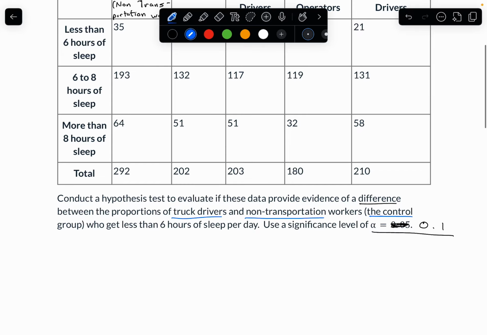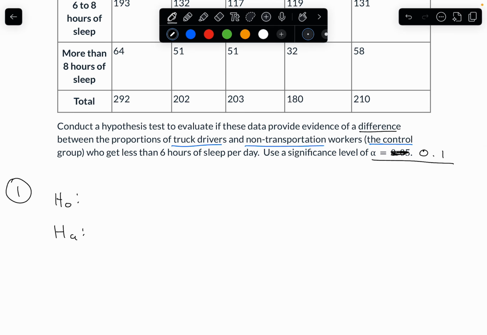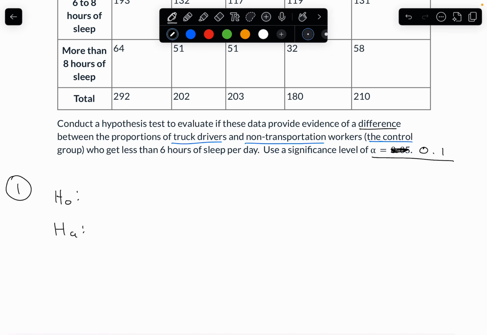I need to start off with the null hypothesis and the alternative hypothesis. That's my first step. The null hypothesis is always the same. That never, ever, ever changes. So my null hypothesis will be P1 is equal to P2. If you want, you can also label that as P sub C for the control group and P sub T for the truck drivers. Either one is fine. Again, if you're using 1 and 2, just make sure you make it clear which one is proportion 1 and which one is proportion 2.